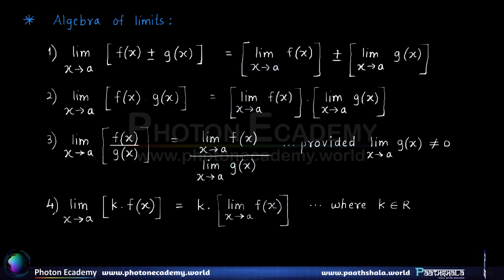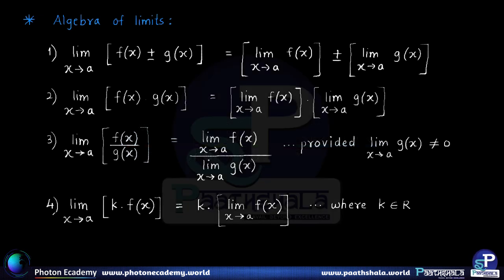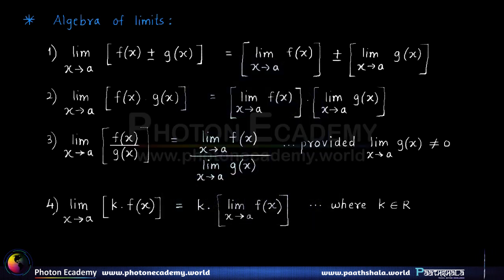Similarly, the second rule says that if we have a limit of a product, then that is equal to the product of limits. The third one is very similar, that is related to the division of two functions. So once again here also we do the division of individual limits, and of course while we do the division it should be assumed or given that the denominator limit is not 0.